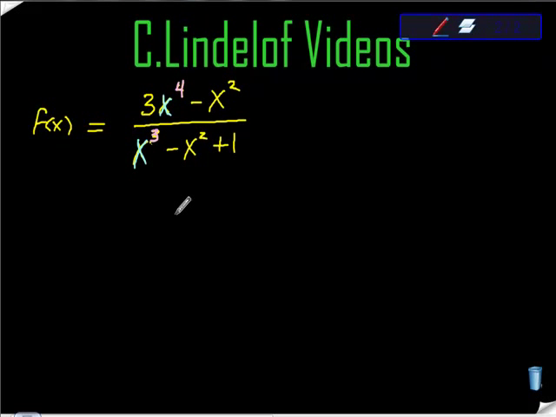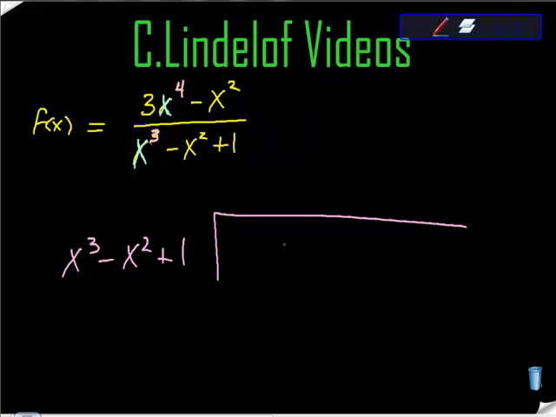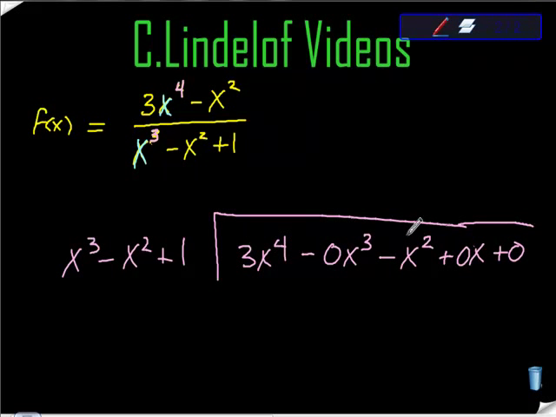As soon as you see this in your analysis, then what you need to do is start the actual division process, the top piece divided by the bottom piece. So we have x cubed minus x squared plus 1, and we're going to divide that into 3x to the fourth minus 0x cubed minus x squared plus or minus 0x's plus or minus 0, doesn't matter. You'll see in a second why I'm showing all of this here.